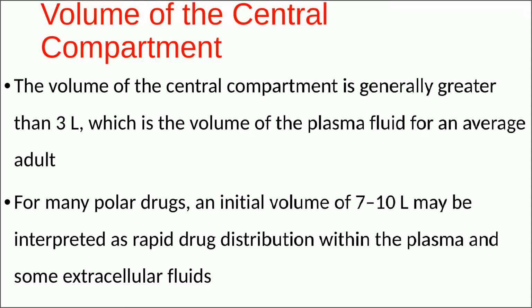Now let us try to understand the volume of the central compartment. So the volume of the central compartment is generally greater than 3 liters, which is the volume of the plasma fluid for an average adult. For many polar drugs, an initial volume of 7 to 10 liters may be interpreted as a rapid drug distribution within the plasma and some extracellular fluid.